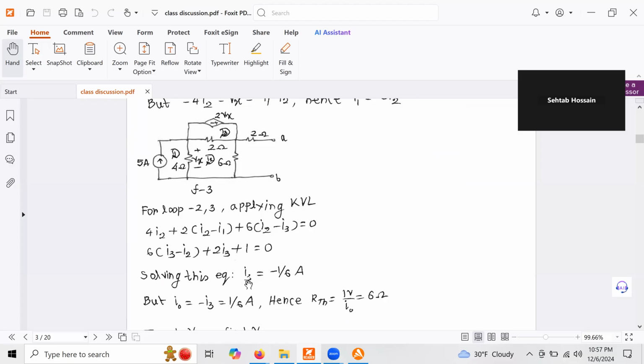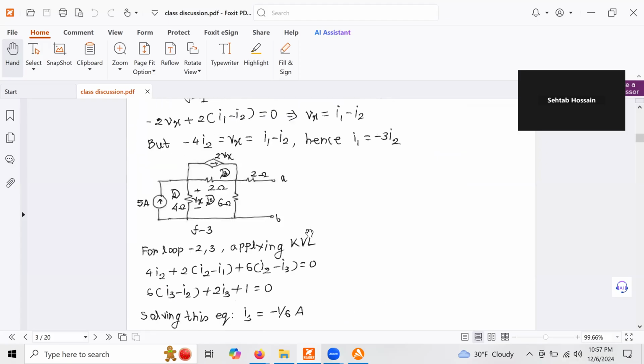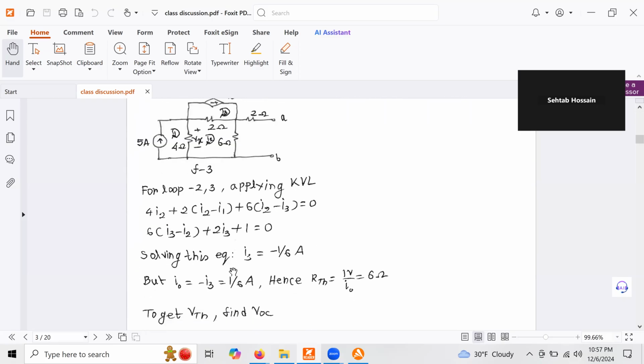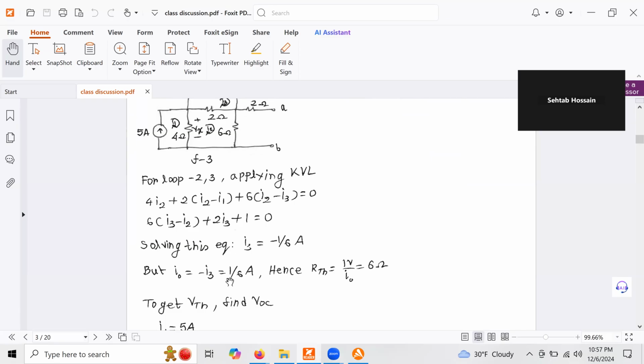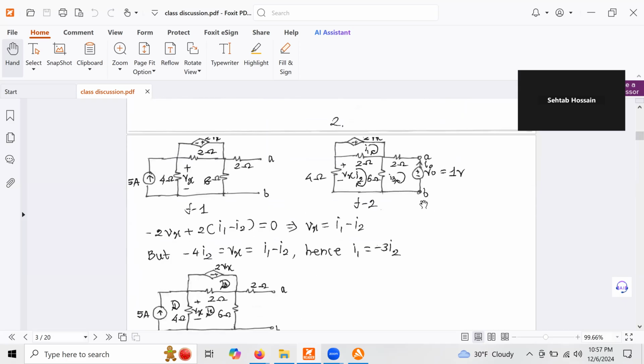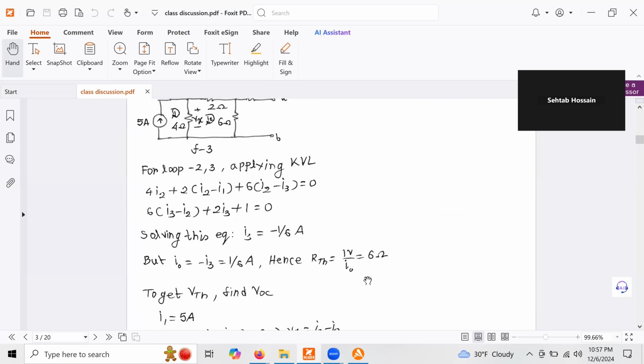We get I3 equal to minus 1/6 ampere. But I3 is just opposite of I0. So we can write that I0 is minus I3, then I0 will become 1/6 ampere. Hence R Thevenin will be, as we took V0 as 1 volt over here, then R Thevenin will be 6 ohm.